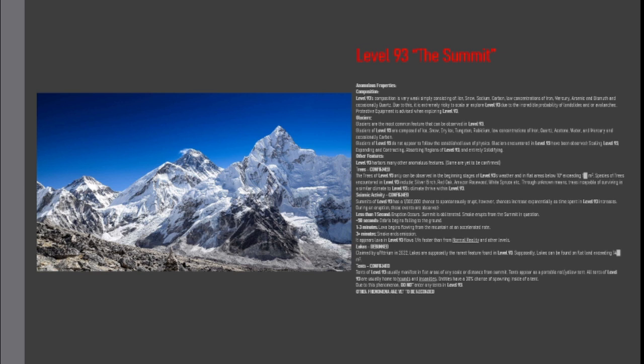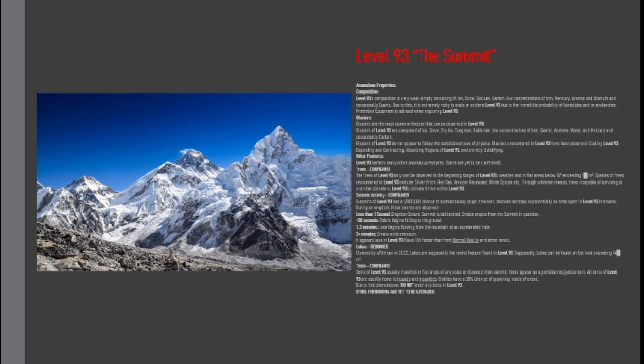Other features. Level 93 harbors many other anomalous features. Some are yet to be confirmed. Trees. Confirmed. The trees of level 93 can only be observed in the beginning stages of level 93's weather and in flat areas below 10 degrees exceeding 1 m². Species of trees encountered in level 93 include silver birch, red oak, Amazon rosewood, white spruce, etc. Through unknown means, trees incapable of surviving in a climate similar to level 93's thrive within level 93.